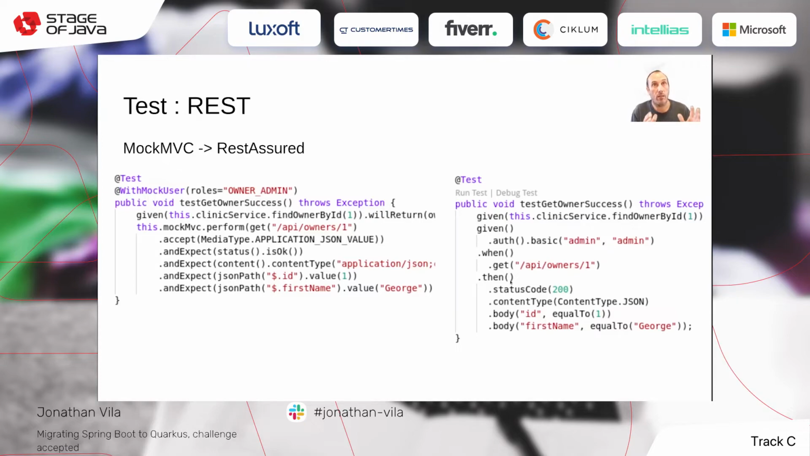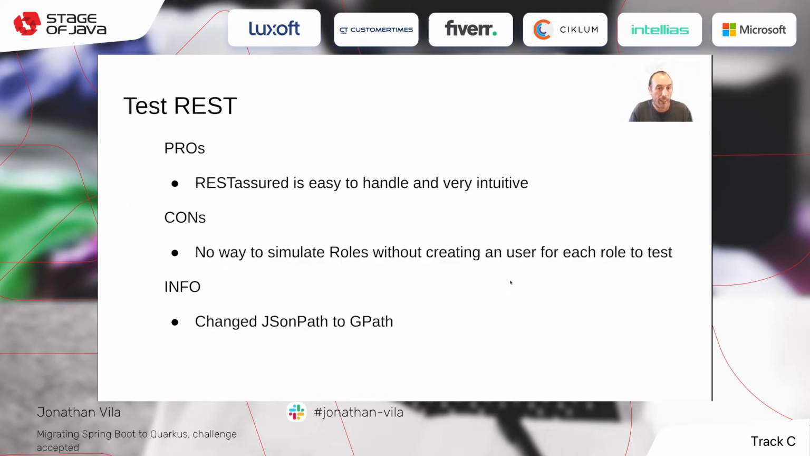Regarding testing, here we need to modify everything. So our tests need to be rewritten because the approach is very different. You need to use the REST Assured library in order to do the tests. I prefer it to MockMvc, but that's a particular taste. And I didn't find a way to simulate roles in the test. So you need to really create a user, assign it to a role, and then inject that user into the test in order to check that the security is happening as you want.